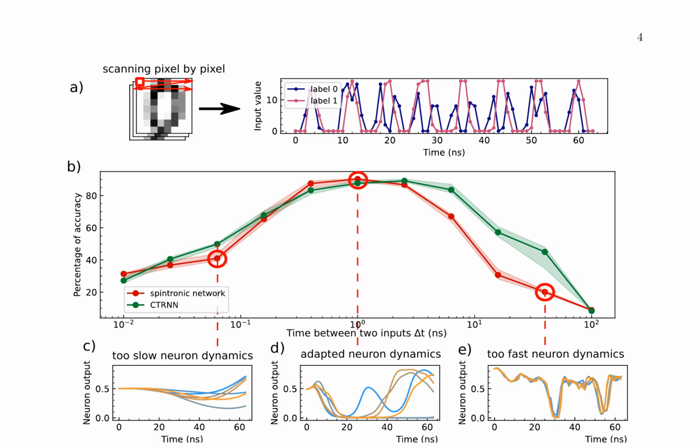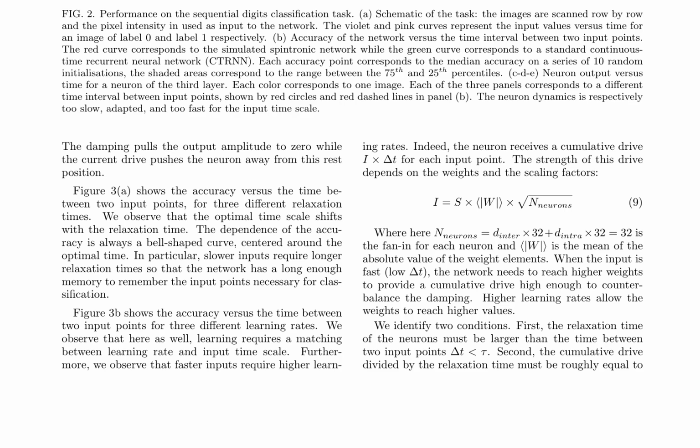The dynamics of the spintronic neuron rely on a competition between the current drive and the damping. The relaxation time of the neurons must be larger than the time between 2 input points, and the cumulative drive divided by the relaxation time must be roughly equal to the damping. The learning rate must also match the input timescale, with faster inputs requiring higher learning rates.